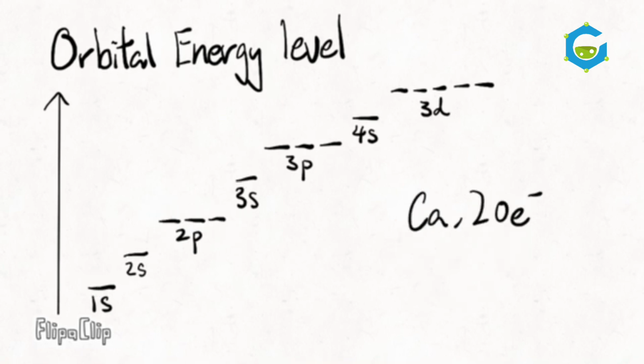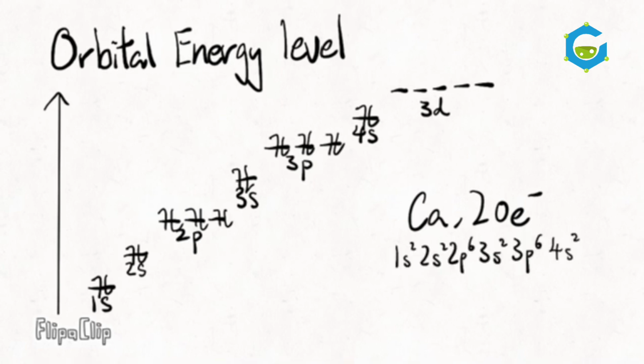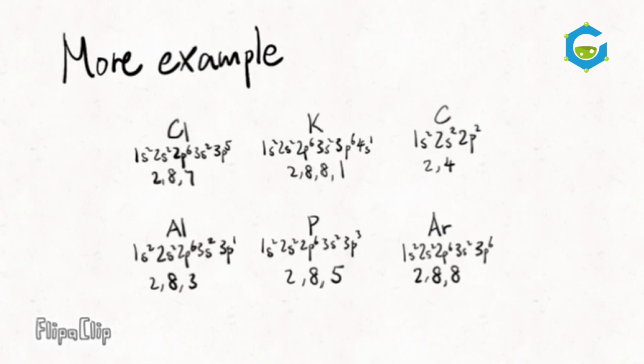Now, we do the same thing for calcium and fill up the orbitals with 20 electrons. It comes to an electronic configuration of 1s2, 2s2, 2p6, 3s2, 3p6, and 4s2. It explains why the electronic configuration by numbering is 2, 8, 8, 2 instead of 2, 8, 10. That's all about atomic orbitals. And here are more examples.